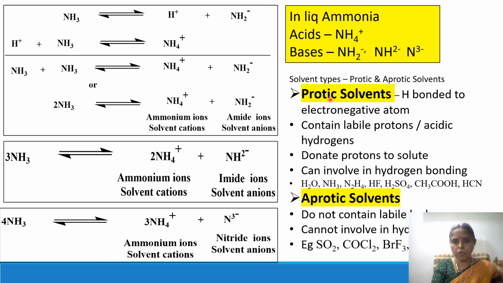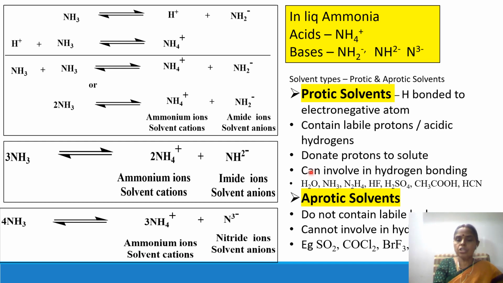So, solvents can be protic solvents and aprotic solvents. Protic solvents exhibit hydrogen bonding, because when the hydrogen is bonded to a more electronegative atom, automatically it will exhibit intermolecular hydrogen bonding. They contain labile protons. Labile means easily releasable protons. So, labile protons or acidic hydrogens, they donate protons to the solute. If you put some substance in protic solvents, that substance will be the solute. They can be involved in intermolecular hydrogen bonding.